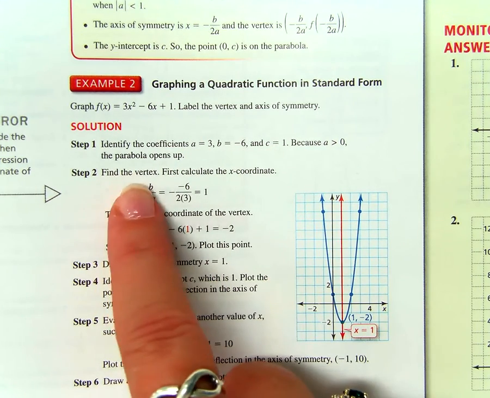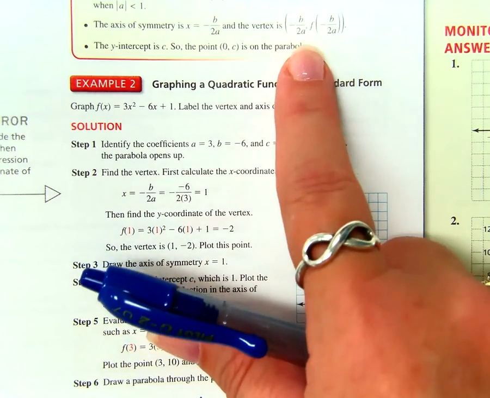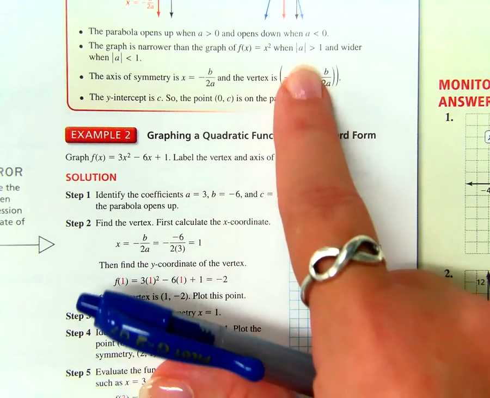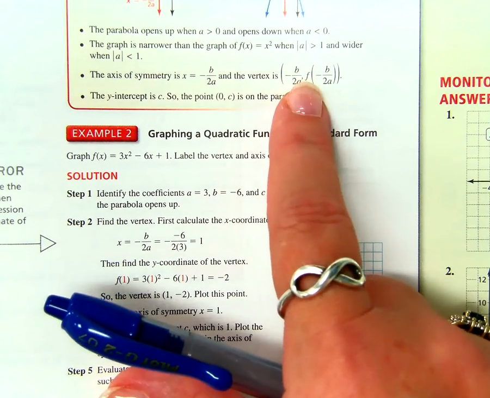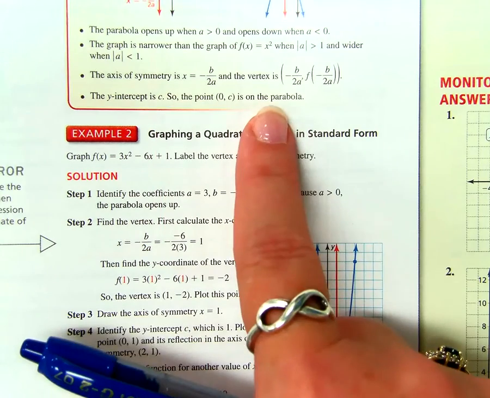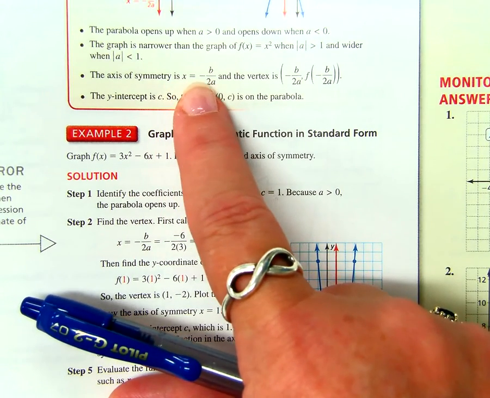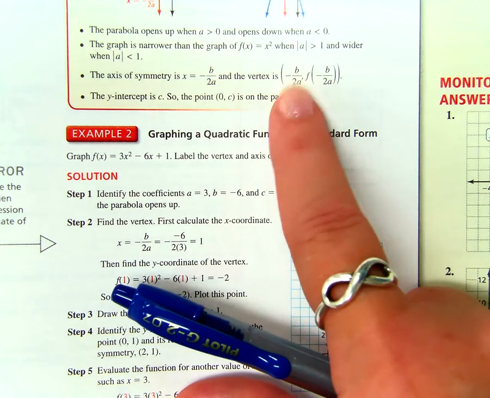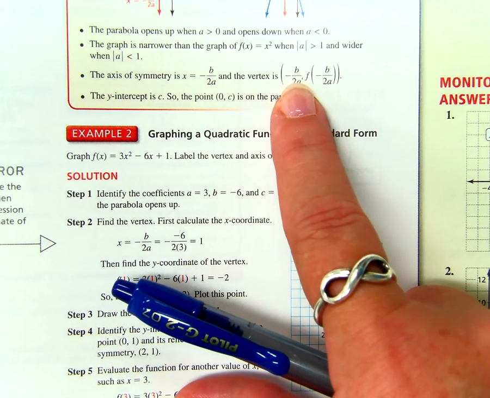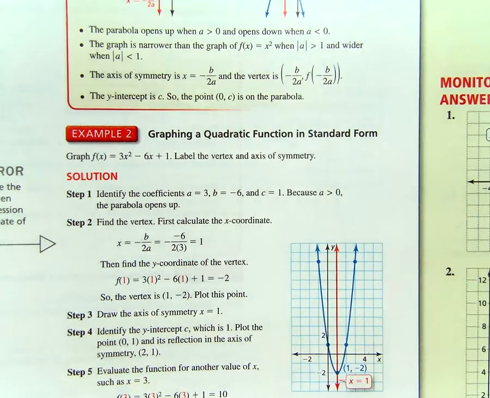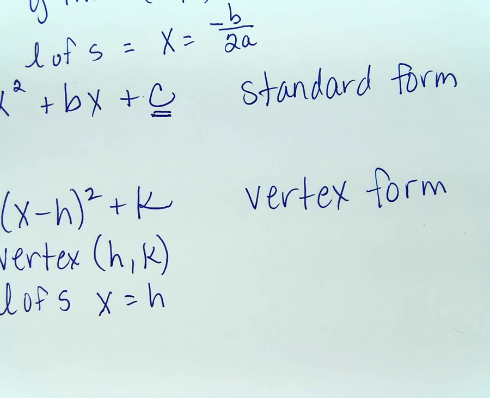Well, to find the vertex... Oh, they talked about that up here. I skipped that. I'm sorry. Up here in this top box, it talks about the axis of symmetry. It talks about how it's opening up. It talks about the y-intercept. But does it make sense to you that if the axis of symmetry is x equals negative b over 2a, then that would be part of the vertex also? Yeah? Okay, well, let's go and write that down before we go on.